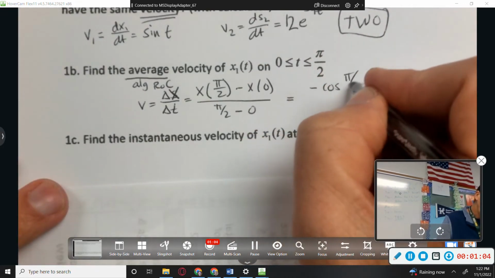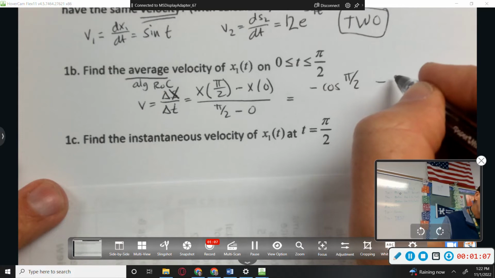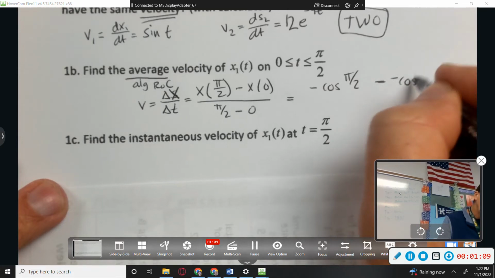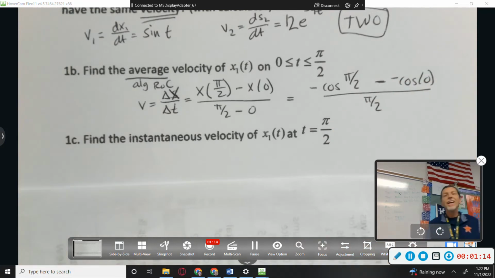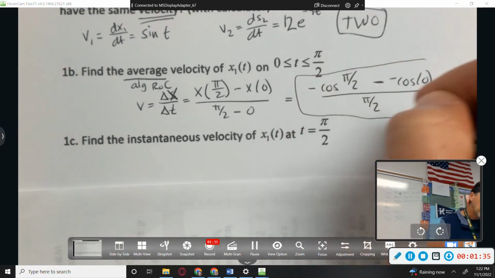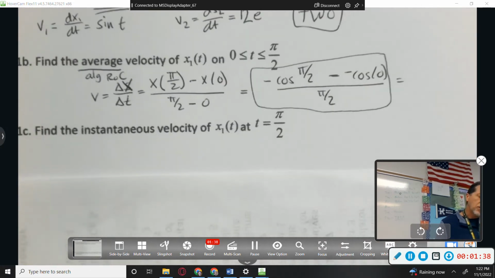Negative cosine pi over 2. Oh, careful. Minus negative cosine 0 all over pi over 2. And here's the good news. That is a safe stop. Cosine pi over 2 is calculator ready. It's a pre-cal topic. That's an acceptable answer. Now, on a multiple choice, there's no way they leave it like that, but you are allowed to. That is a safe stop. Perfectly fine answer.